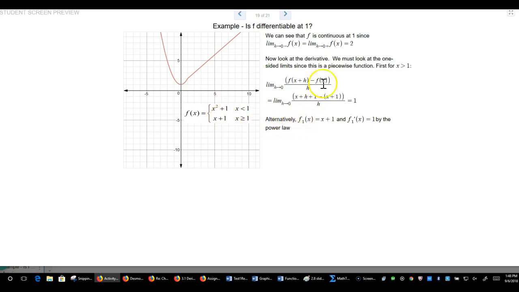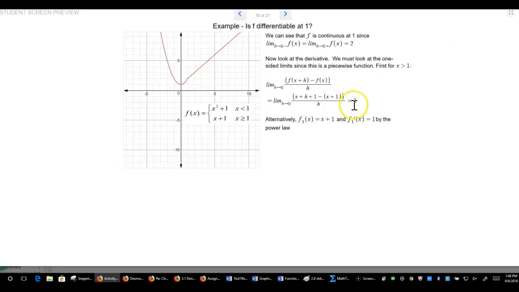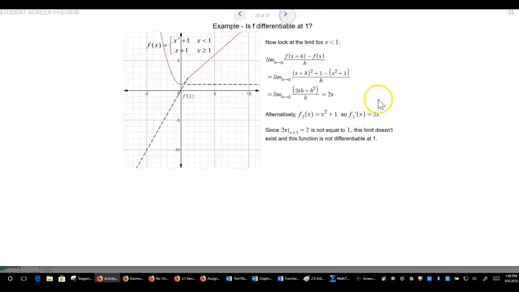So the derivative for x greater than 1 is the derivative of x plus 1, which is just 1 by the power law. The derivative when x is less than 1, we need to take the derivative of x squared plus 1. So again, we apply the power law, and that is 2x. So since the limit from the right is 2x, and when I evaluate that at 1, I get 2, and that's not equal to the limit from the left, which was 1. So this function is not differentiable at 1.